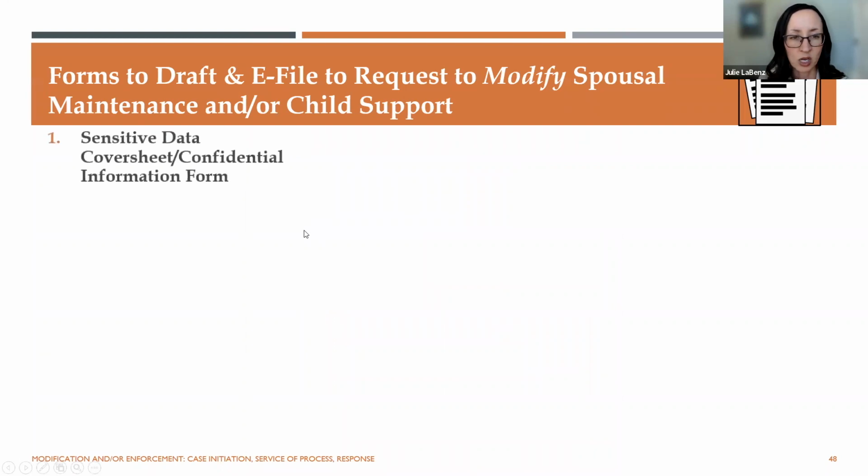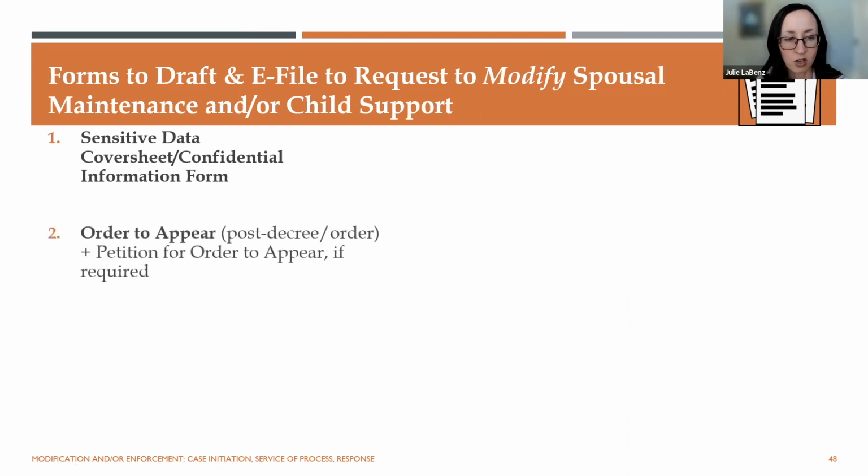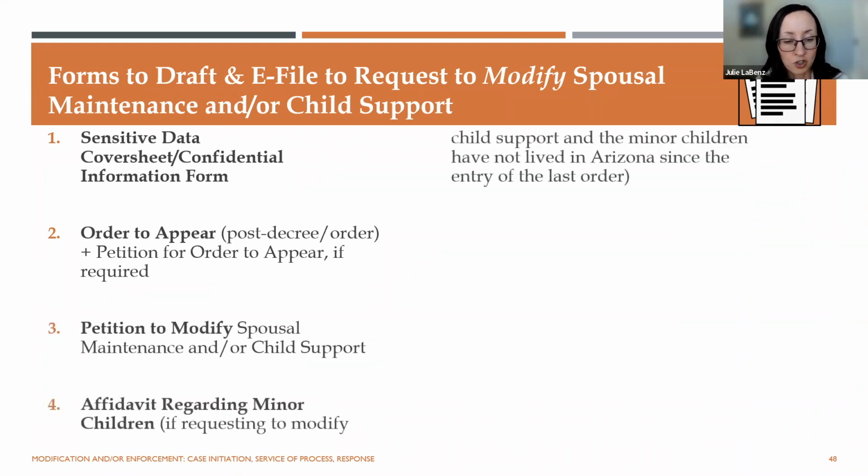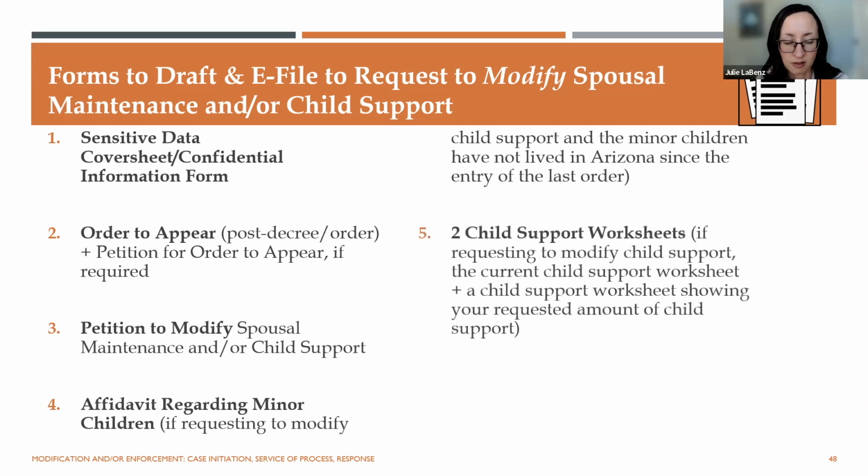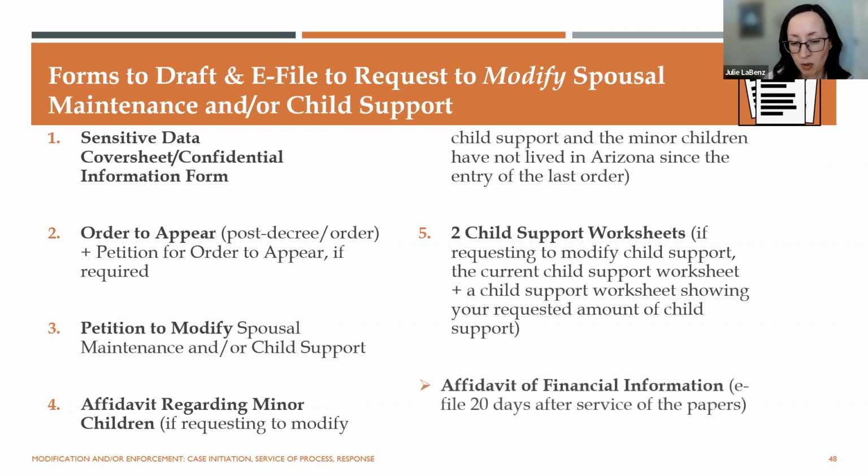And then just as a summary, if you're going to be requesting to modify spousal maintenance and or child support, you got to file your cover sheet, your sensitive data form, your order to appear, the petition for order to appear if that's required, your petition to modify, the affidavit regarding minor children if you're requesting to modify child support and that document applies in your case, and then your 2 child support worksheets. And then remember, 20 days after service, you've got to file and exchange an affidavit of financial information.